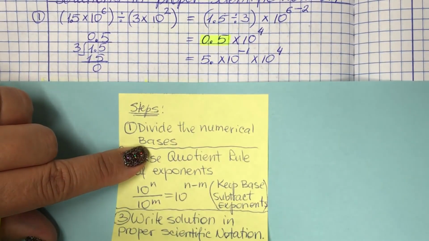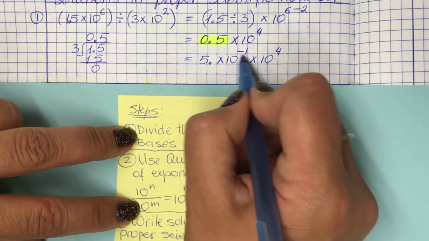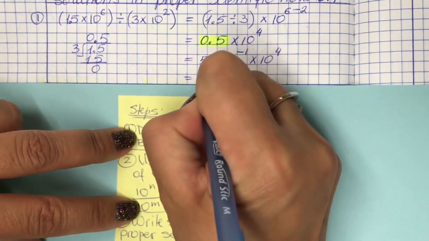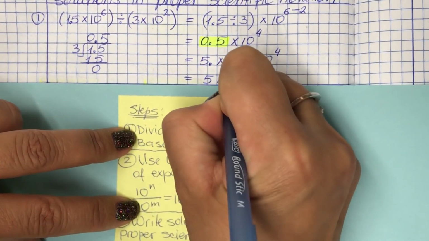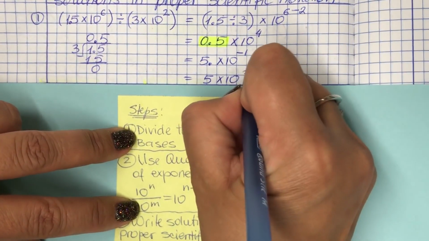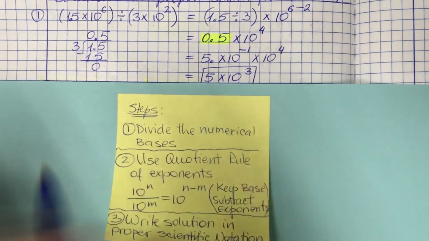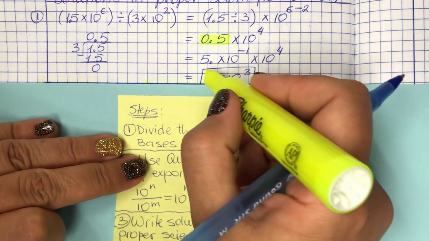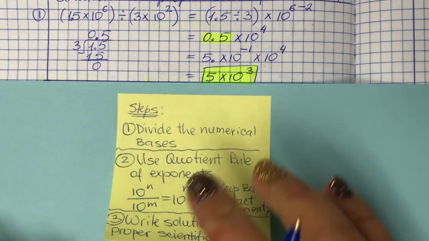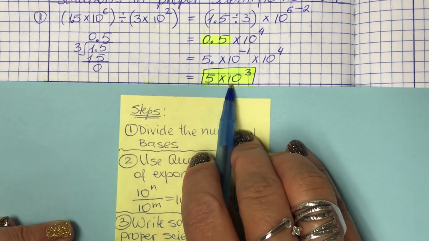So now I have 5 point or 5.0, and I can use the product rule, keep the base and add the exponents, and I'm going to have 5 times 10 to the negative 1 plus 4, which is 3. So here we have our proper scientific notation now, which is the whole number 5 times 10 to the 3rd power.